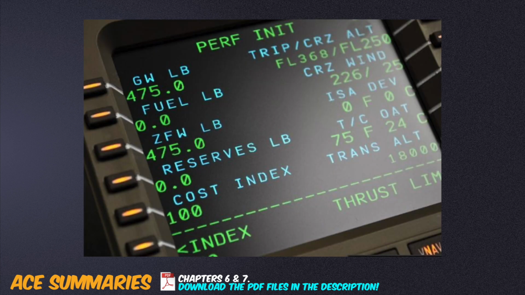Cost index is a number provided by the ops segment of the airline and is put into the FMC by the flight crew. It's a number that manages performance to ensure the lowest possible operating costs considering a multitude of factors, such as fuel price at the destination. Cost index 0 means the minimum fuel consumption and maximum range. Cost index 999 would result in the minimum time en route.